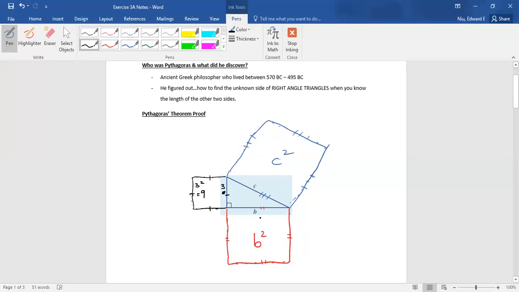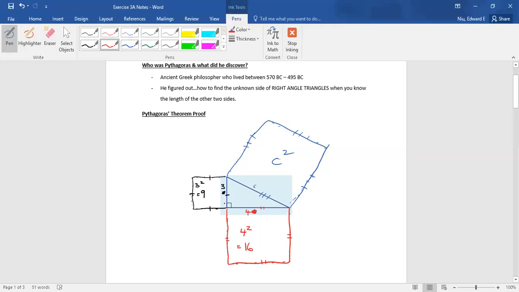What about B here? What if we scribbled out B and replaced it with a 4? What would this B squared become? Well, this would become 4 squared. Do you agree? So this square here would be 4 squared. And what's 4 squared? 4 squared would be 16.